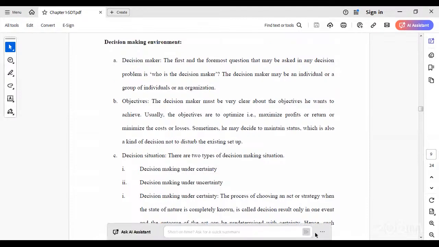In the decision making environment, we'll see the decision maker. The first and foremost question in any decision problem is, who is the decision maker? The decision maker may be an individual sometimes. Why? Because an individual person also will take a decision. The decision may be wrong or right, but an individual person is also in a position to take the decision.